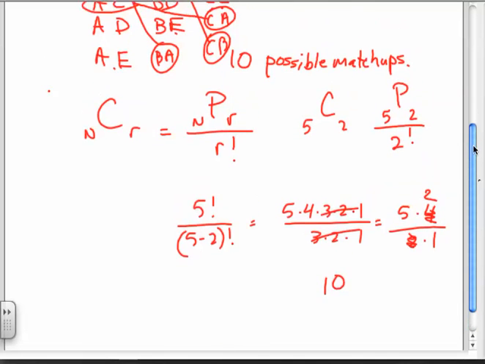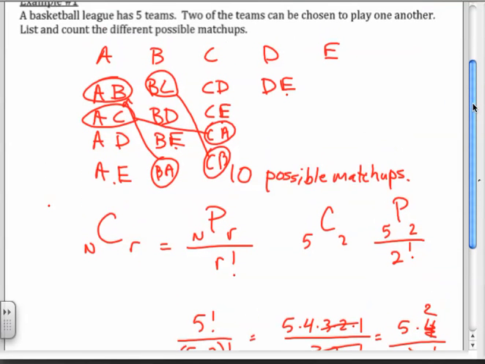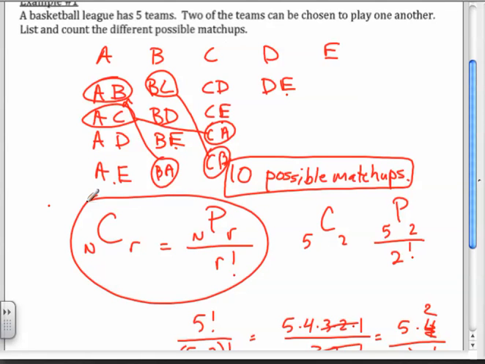How many different possible matchups were there? 10 possible matchups. Right? We listed them all in the first because it was easy. But this little formula right here will tell us how many combinations there are. We have to divide because we're getting rid of the duplicates when we divide by R factorial. All right, great job, guys. Let's look at the next one. The next one's going to give us another example like this.